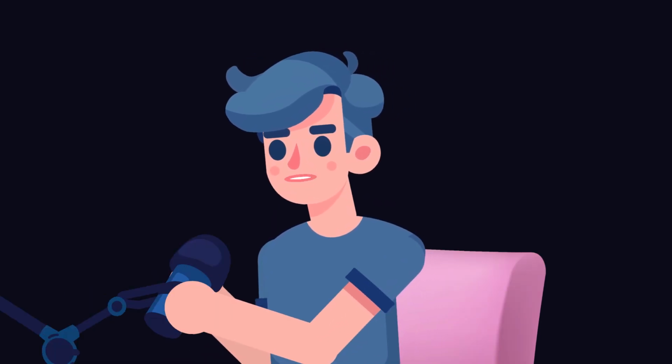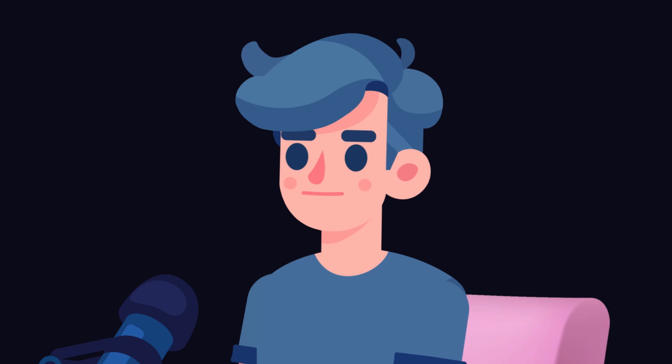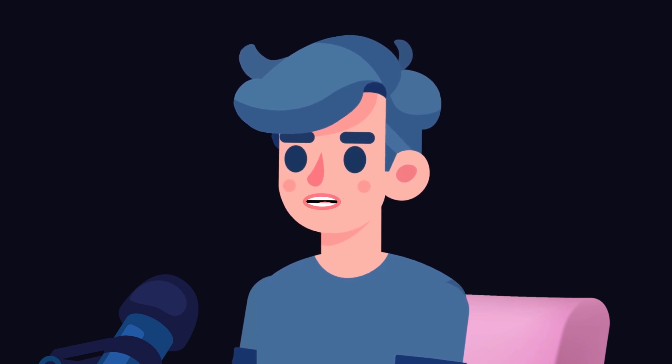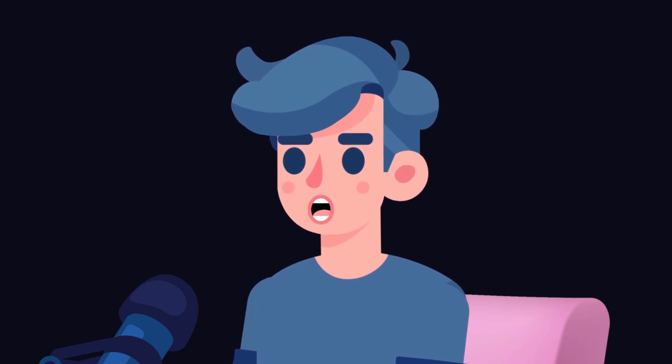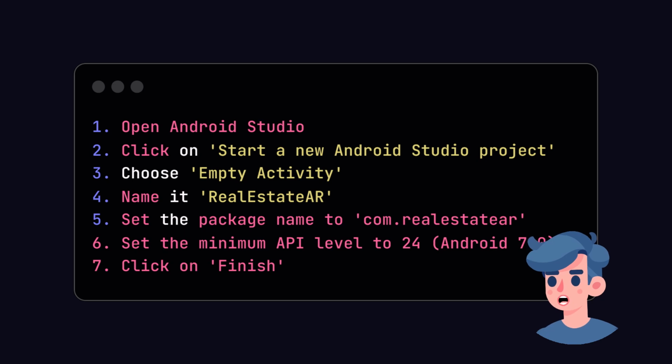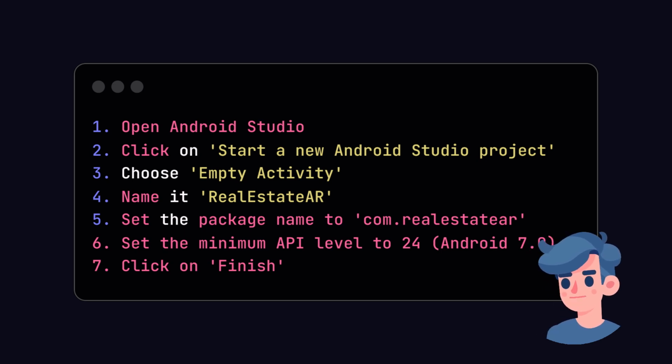First, let's set up our development environment. We will need Android Studio, JDK, and ARCore. Ensure that you've installed the Android SDK and you have a device that supports ARCore. Once you have all the prerequisites ready, we can start a new Android project in Android Studio. Let's go ahead and create a new project titled Real Estate AR.